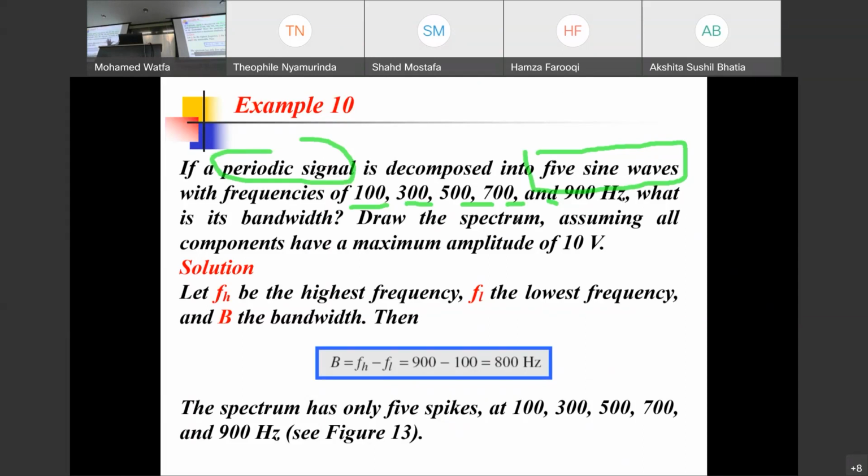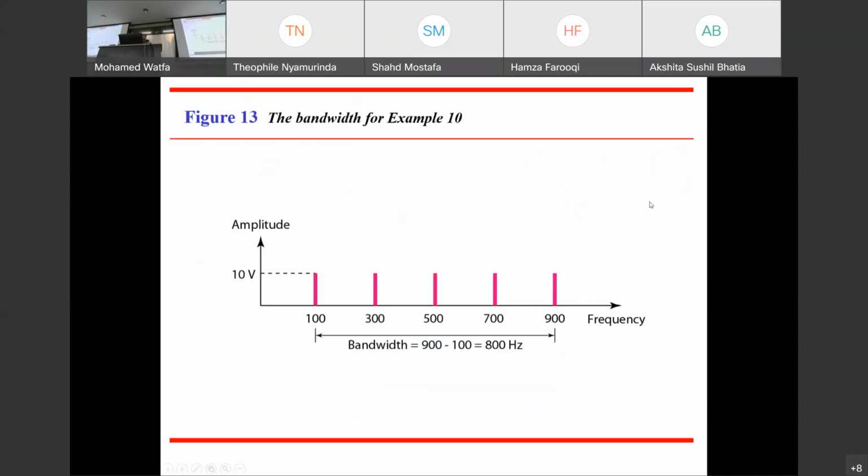Of course, 900 minus 100 would be 800. Right? Easy stuff. I'm moving slowly, baby steps with you guys just to make sure we get this because it's a bit technical. So as we expected, the bandwidth is 800. We good? Let's move on.